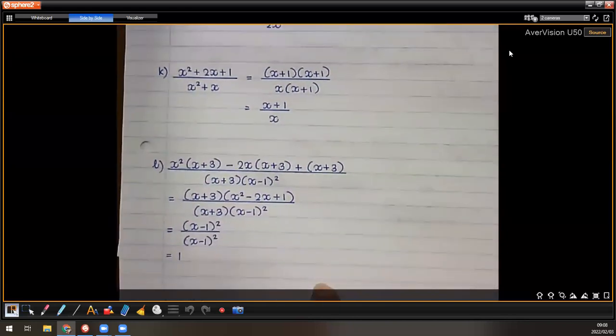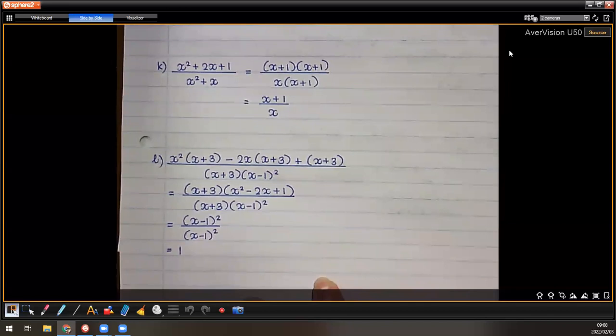Then L was a very nice one. It ended up with an answer of 1. Guys, please remember when you are cancelling everything out, it's not 0. Remember when you're cancelling out, you are dividing. So anything divided by itself is just 1. So the answer there would be 1. I didn't actually show all my cancelling out here. I can do that quickly.